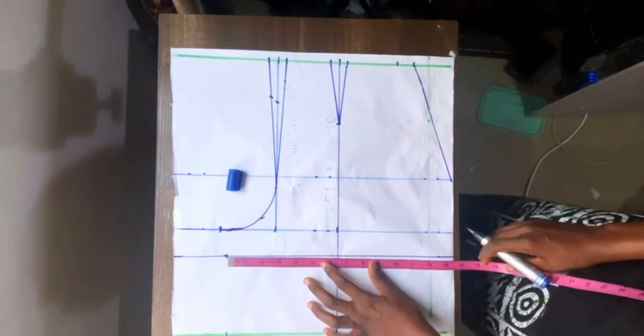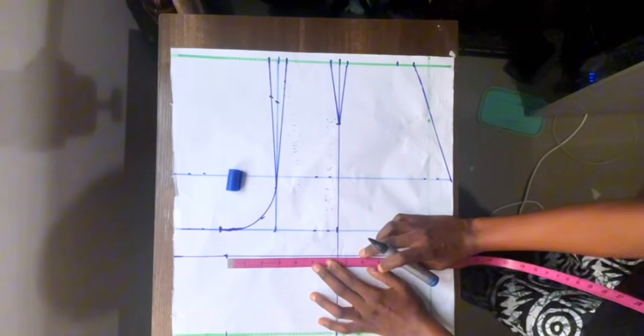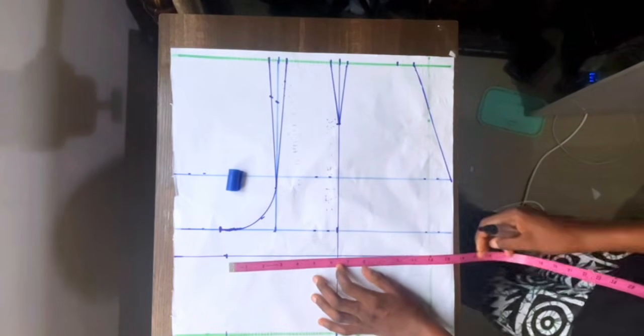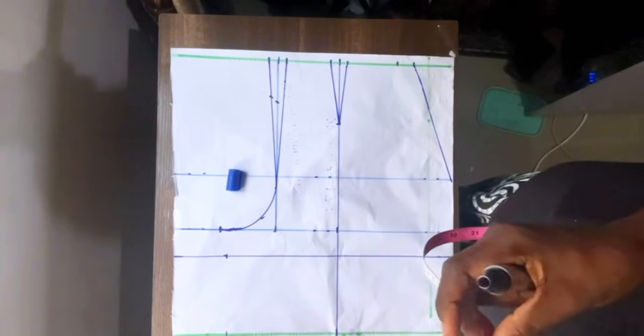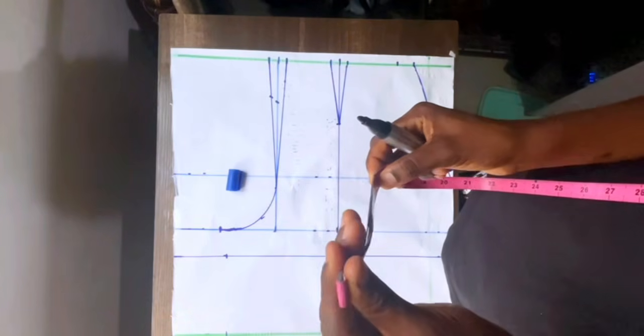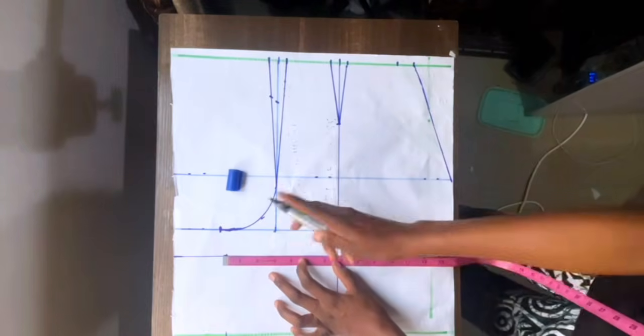So you're going to mark 13 plus half an inch. But mind you, you need to make sure that this 13 and a half, you divide it into 2 equal parts. 13 and a half divided into 2 equal parts, you can divide it on your tape, is 13.75. So you're going to mark 13.75 here.